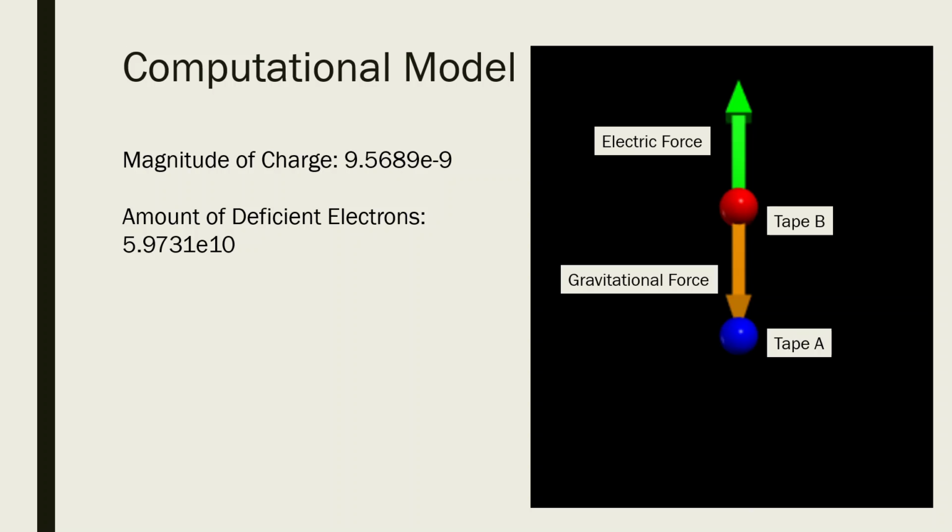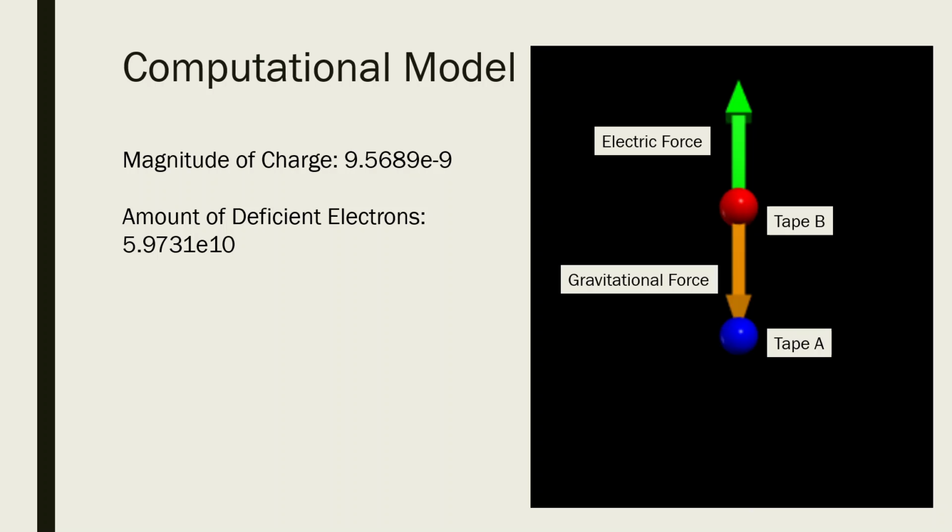I created a computational model simulating the forces from the experiment. With the two charges experiencing a gravitational force and exerting an electric force on each other, I used this model to determine the approximate amount of charge necessary to float tape B. The tapes were each treated as a single point charge located in the center of the tape, and they had the same amount of charge.